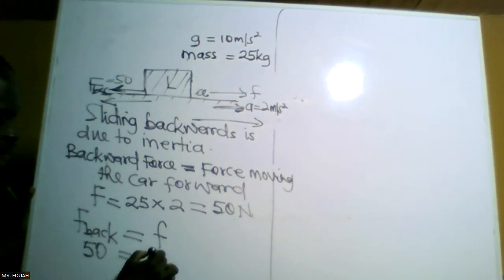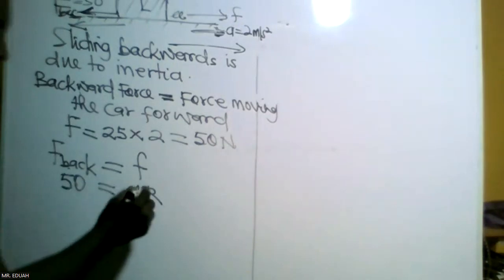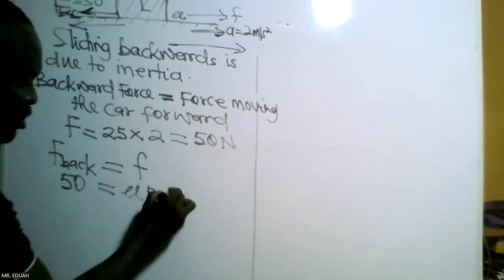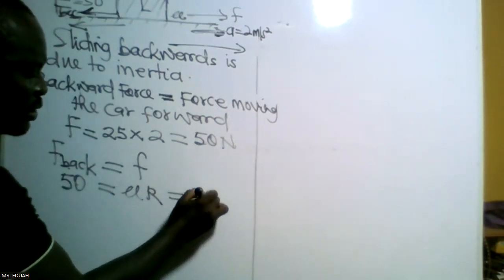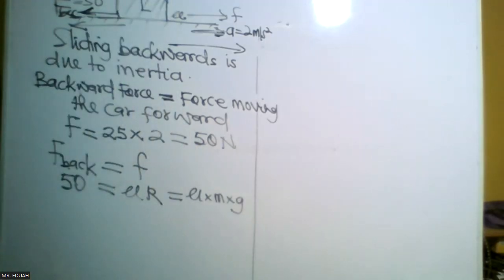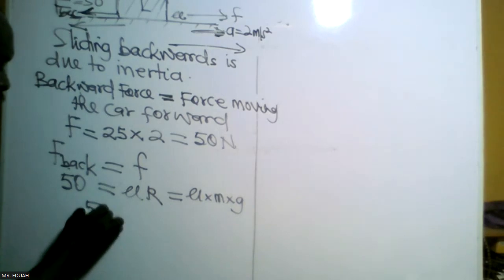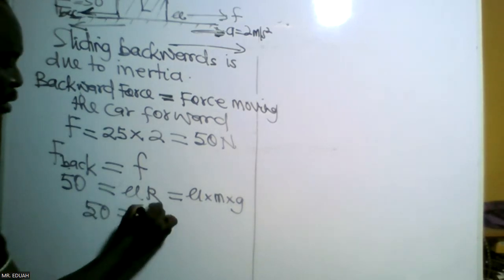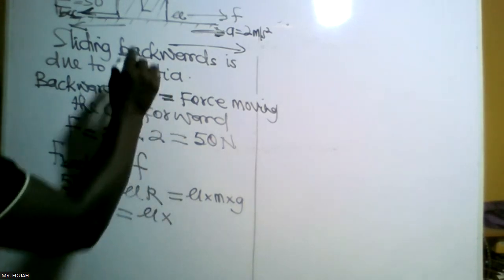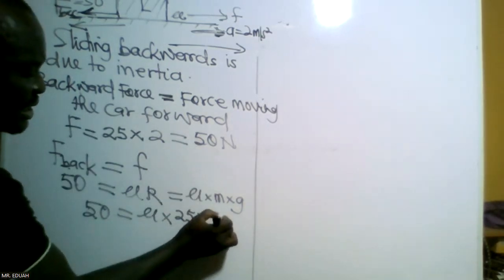Frictional force is given by mu times reaction. Mu times reactional force. And we know this will be equal to mu times mass times gravity because it's on a flat, horizontal floor. Therefore, the backward force of 50 is equal to mu times mass, which is 25, times gravity, which is 10.